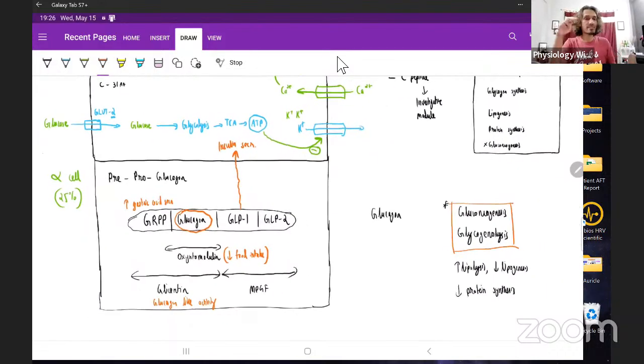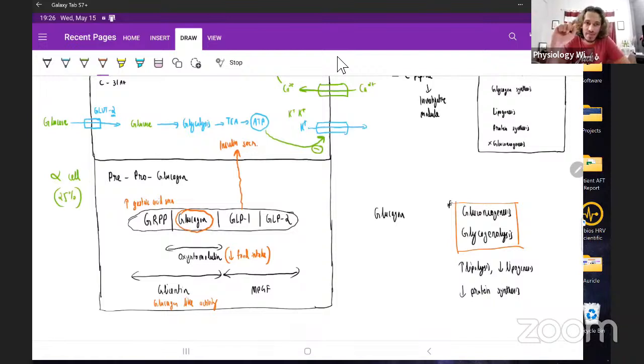So these are all the components which are released from alpha cells and the various functionalities of them. Pre-pro-glucagon, your glycine related polypeptide, which is increasing gastric acid secretion. Oxyntomodulin decreases food intake. You have your glycentin, which has glucagon-like activity, and GLP-1 and 2 has insulin secretory activity. It stimulates beta cells to release insulin. Glucagon, what does it do? Gluconeogenesis, glycogenolysis. This is the main thing that you need to know about glucagon.